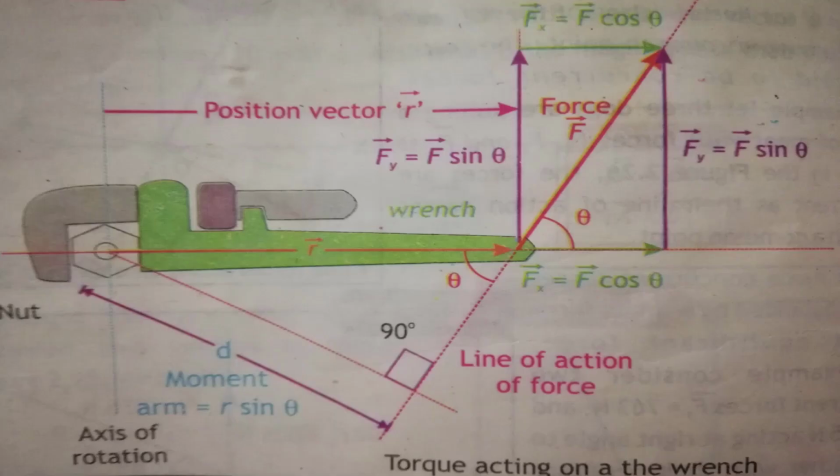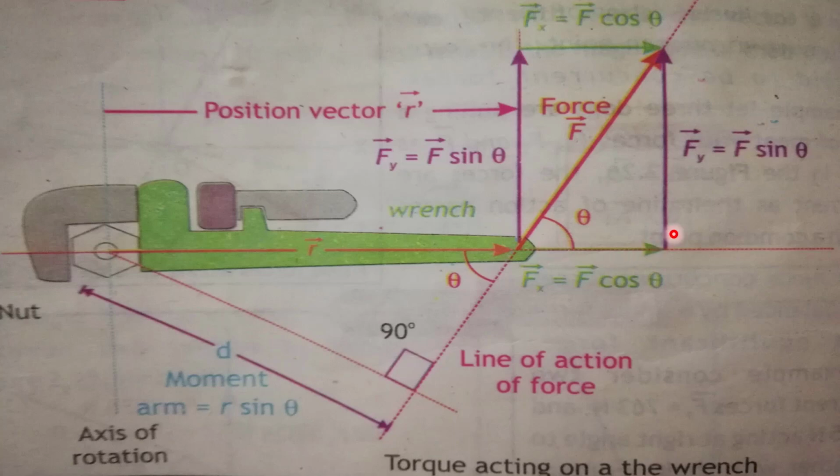In your book, you have this figure. We have an example of a spanner. This is the nut, and we are using a wrench to turn this nut. We are applying force in this direction, at some angle with the position vector R.